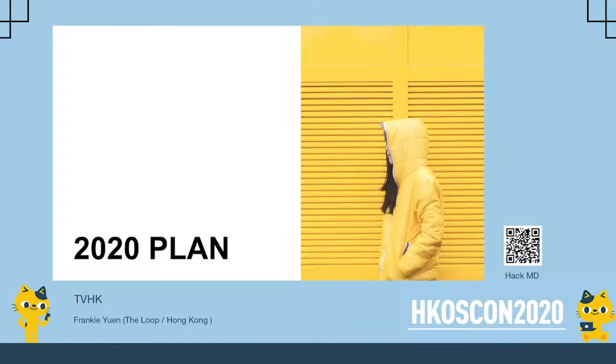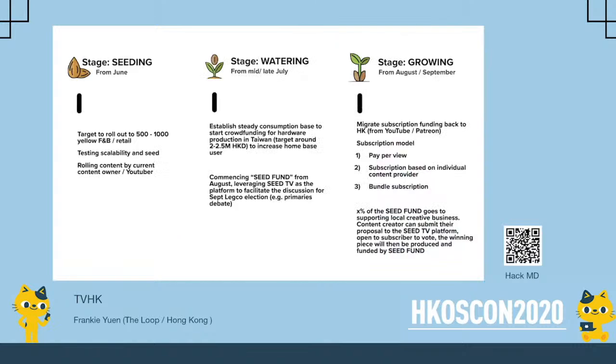So, the plan for 2020. Stage 0, I call it, is seeding. I'd like to reach out to 500 or a maximum of 1,000 retail and F&B outlets, so we can start playing some content in there, and that would be the perfect time to test scalability and how the seed works, etc.